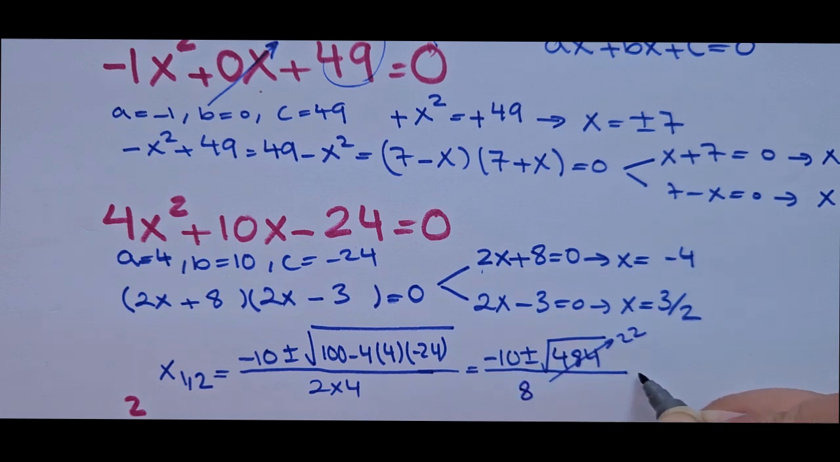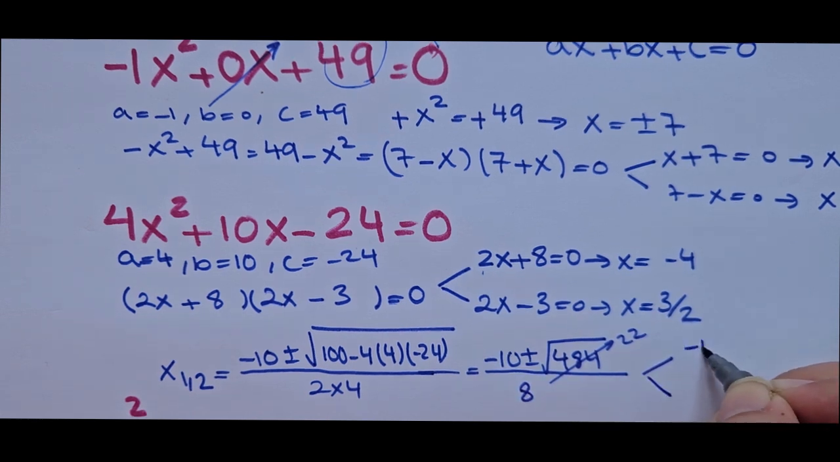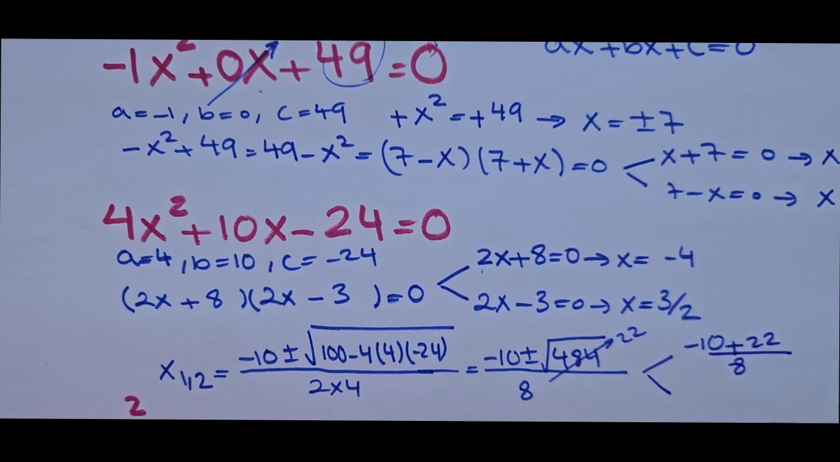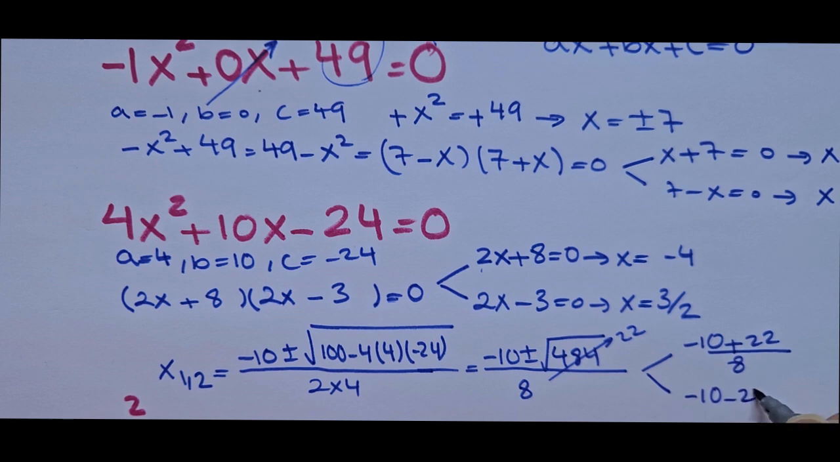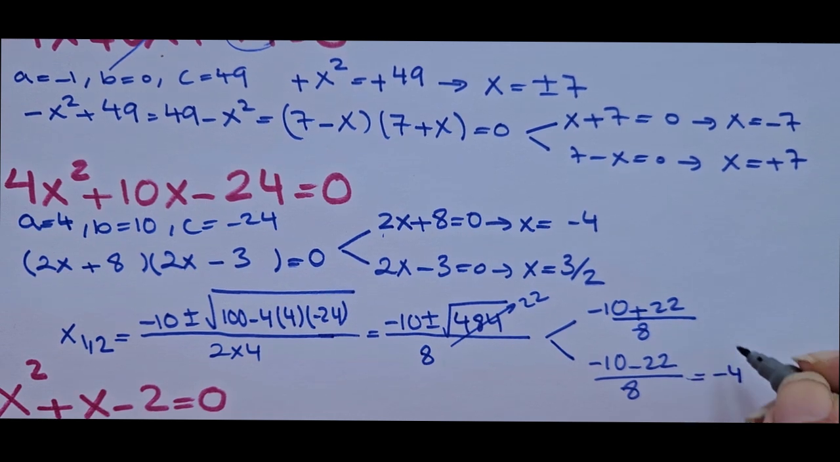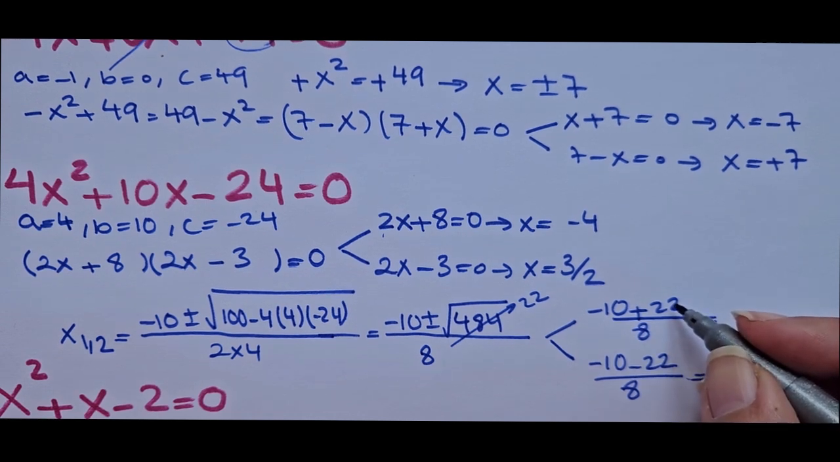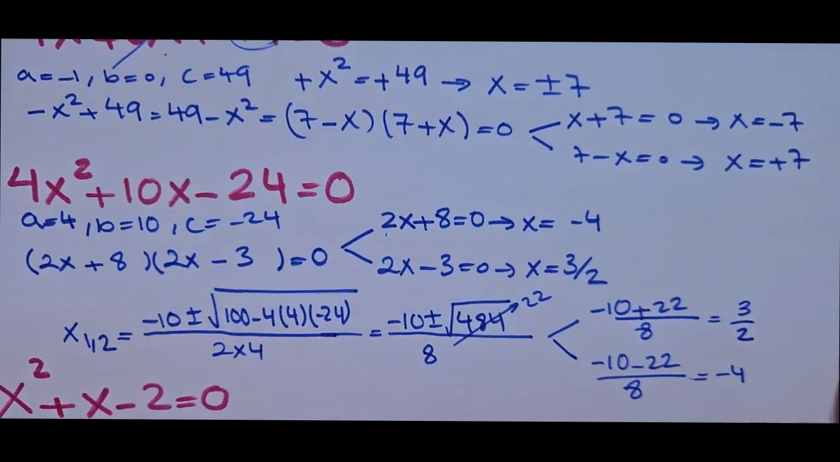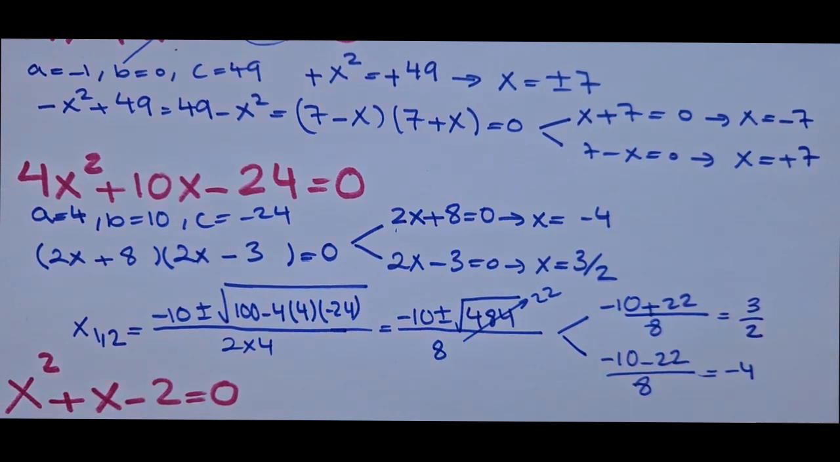So if I want to simplify it, one answer would be negative 10 plus 22 divided by 8. The other one would be negative 10 minus 22 divided by 8. So from the second one, I get negative 4. From the first one, I get 12 divided by 8, which after simplification by 4 would be 3 divided by 2.